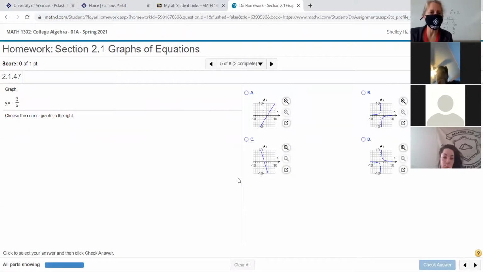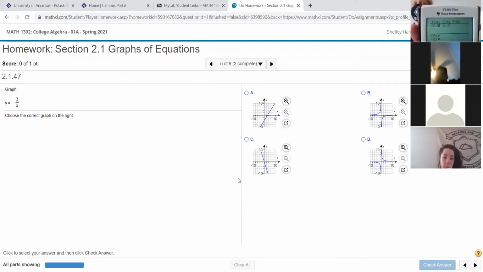Okay, number 5 is a multiple choice, and we're actually lucky because it looks like the one that's in MyMathLab is the same exact one that was on my homework sheet. So I'm just going to type it in, and it's multiple choice. So -3 divided by x.